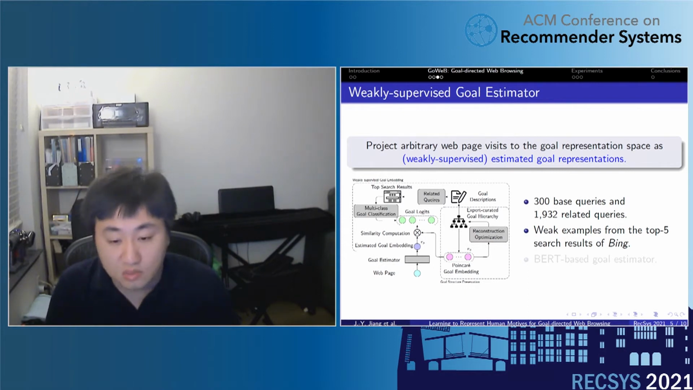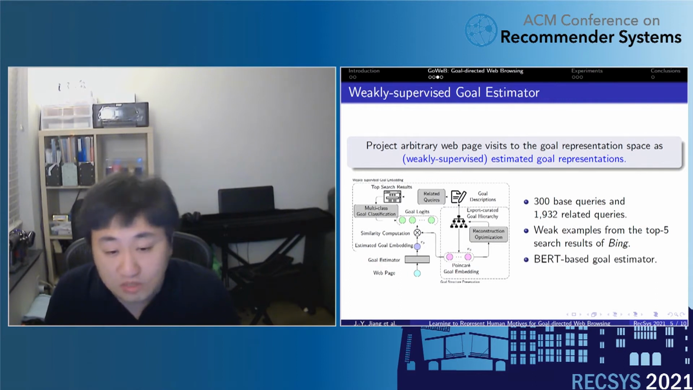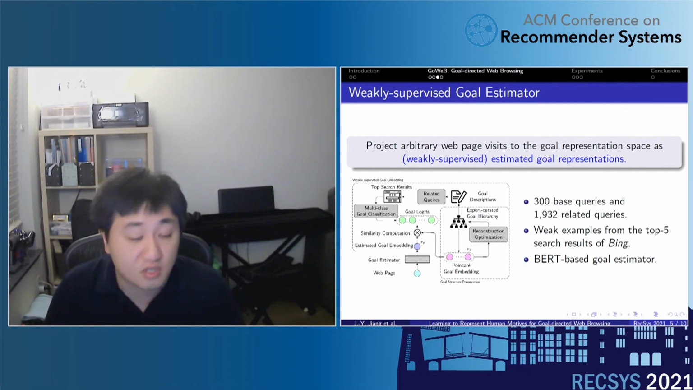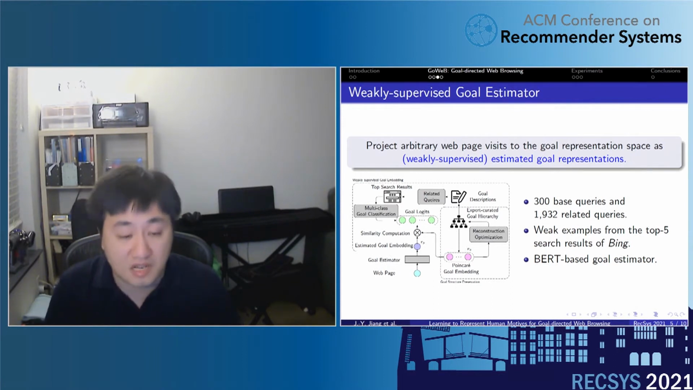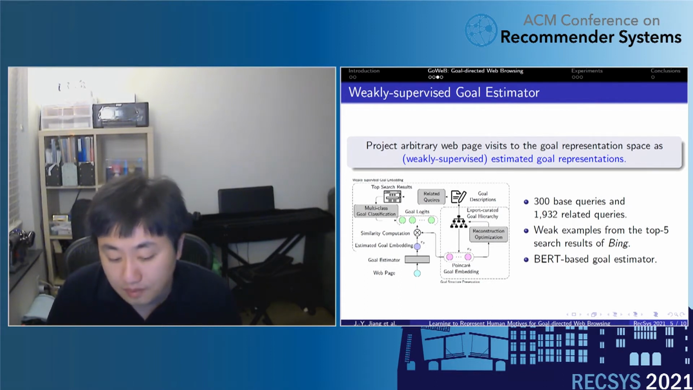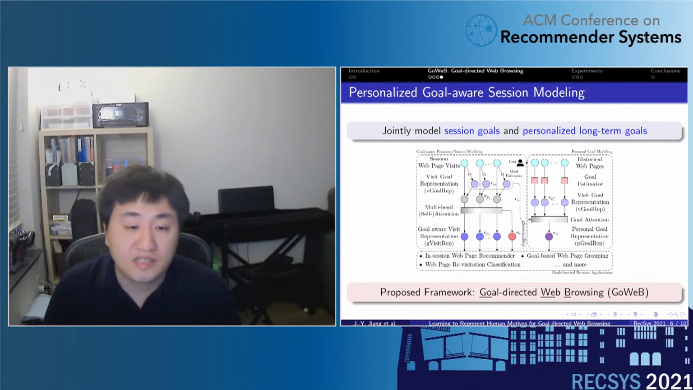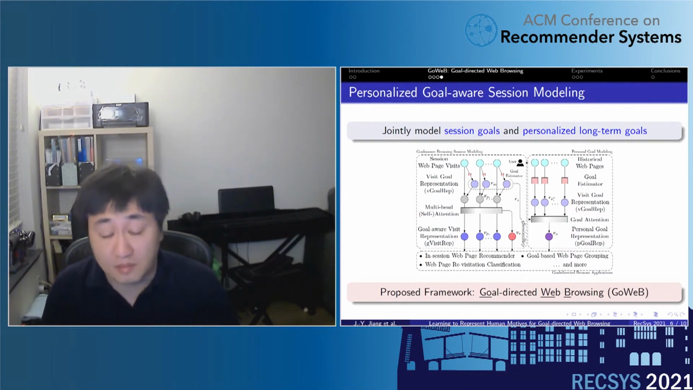And based on those weak training data, we use a BERT-based Go estimator to help us project any arbitrary web pages into the estimated Go embedding. And we optimize this by the similarity between the projected one and the actual one. So based on the Go estimator, we have the capability of deriving a corresponding representation that could represent the goals behind the web page visit.